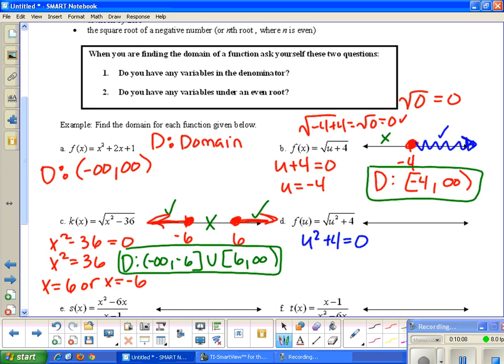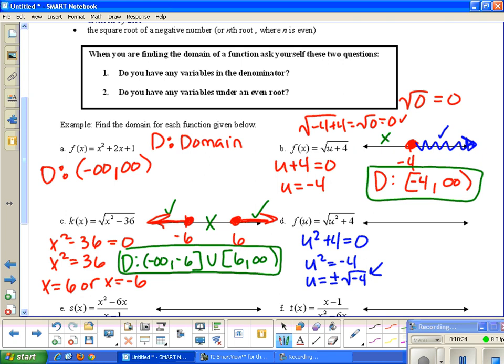Now when I solve, I would get u squared is equal to negative 4. And notice I take the square root of both sides, so u is equal to plus or minus the square root of negative 4. But uh-oh, I can't do that right there because we can't have a negative underneath the radical. So what does that mean when something like that happens? Which doesn't normally happen, but in some cases it will. That means that no matter what we plug in for u, we are never going to be able to get negative underneath our radical.